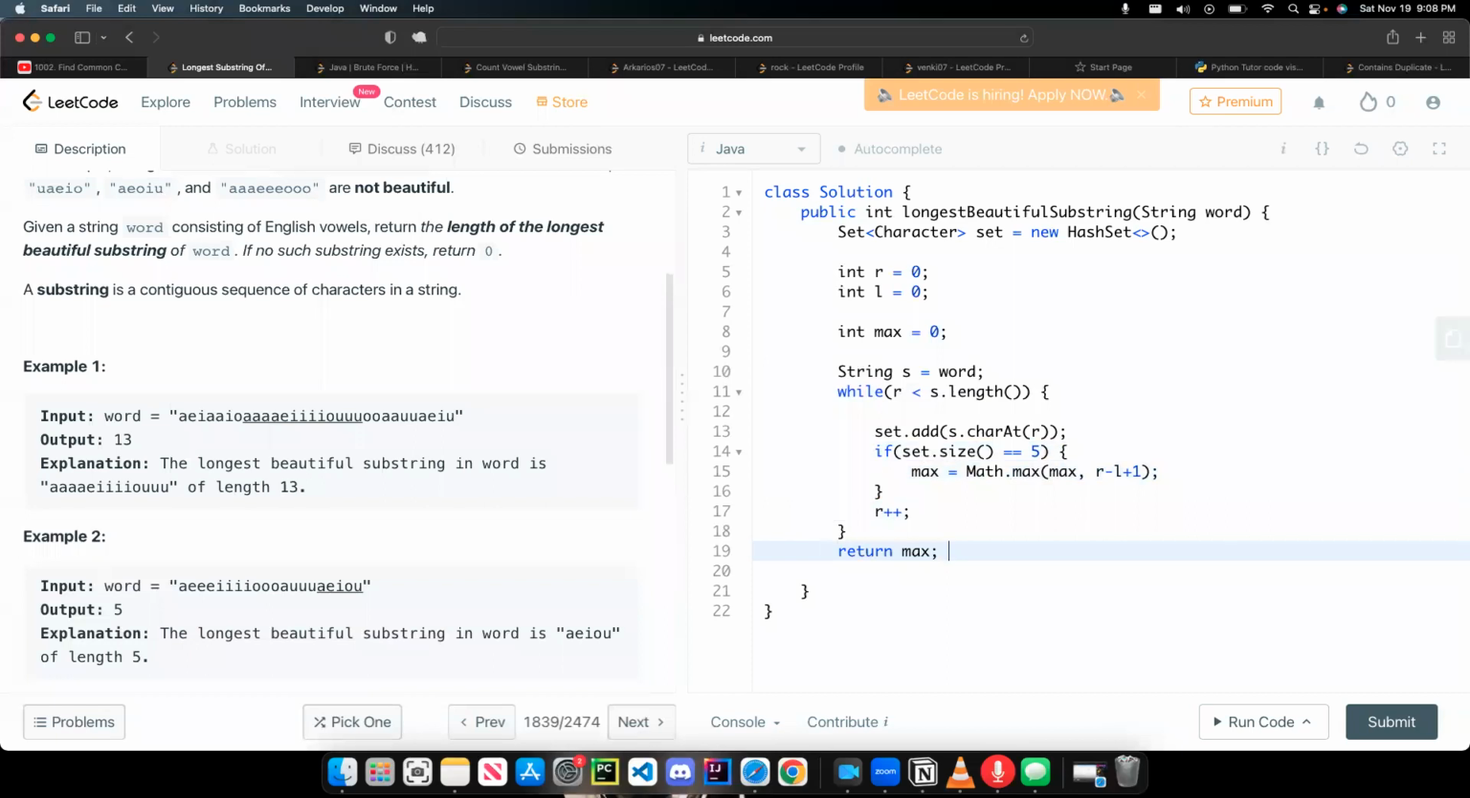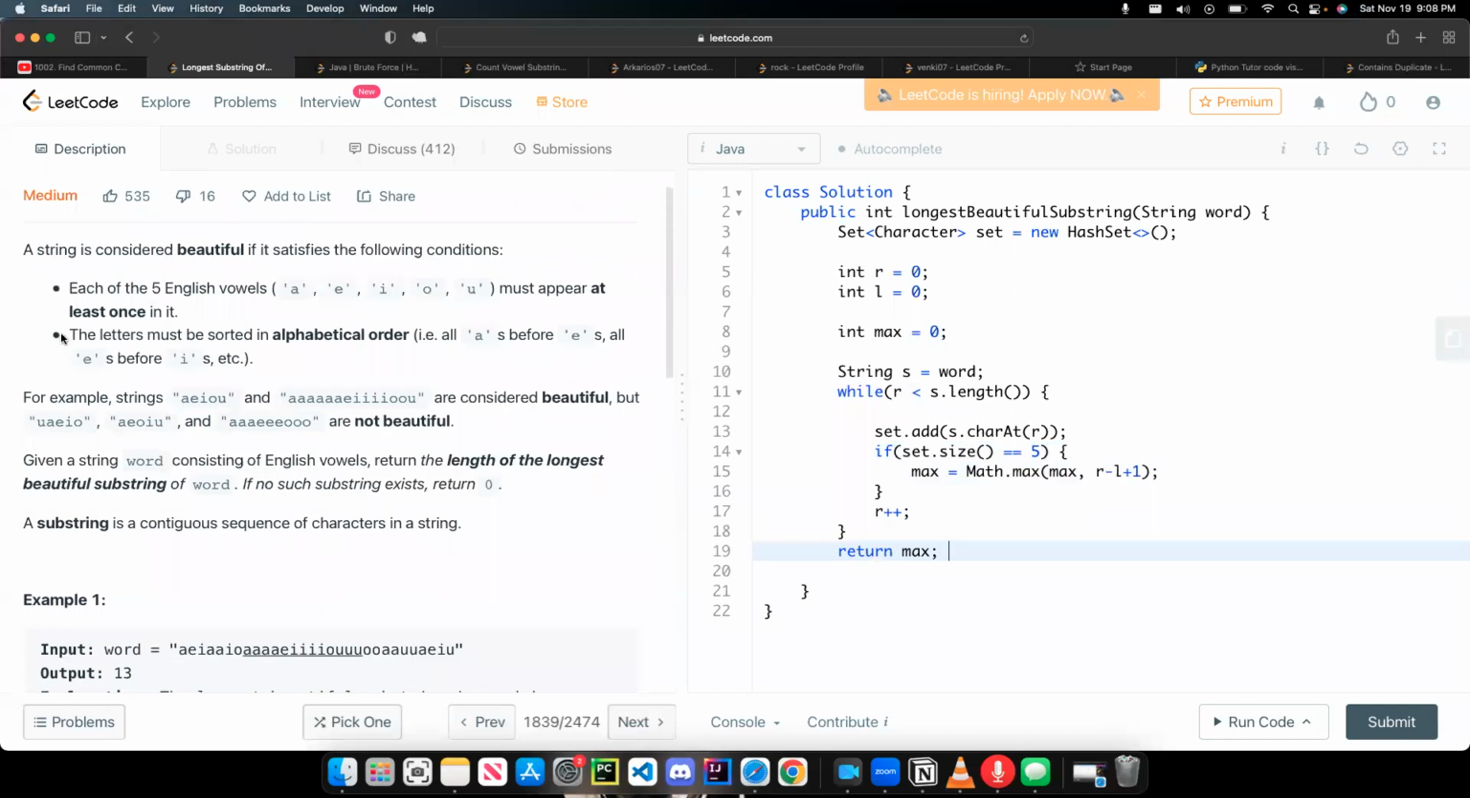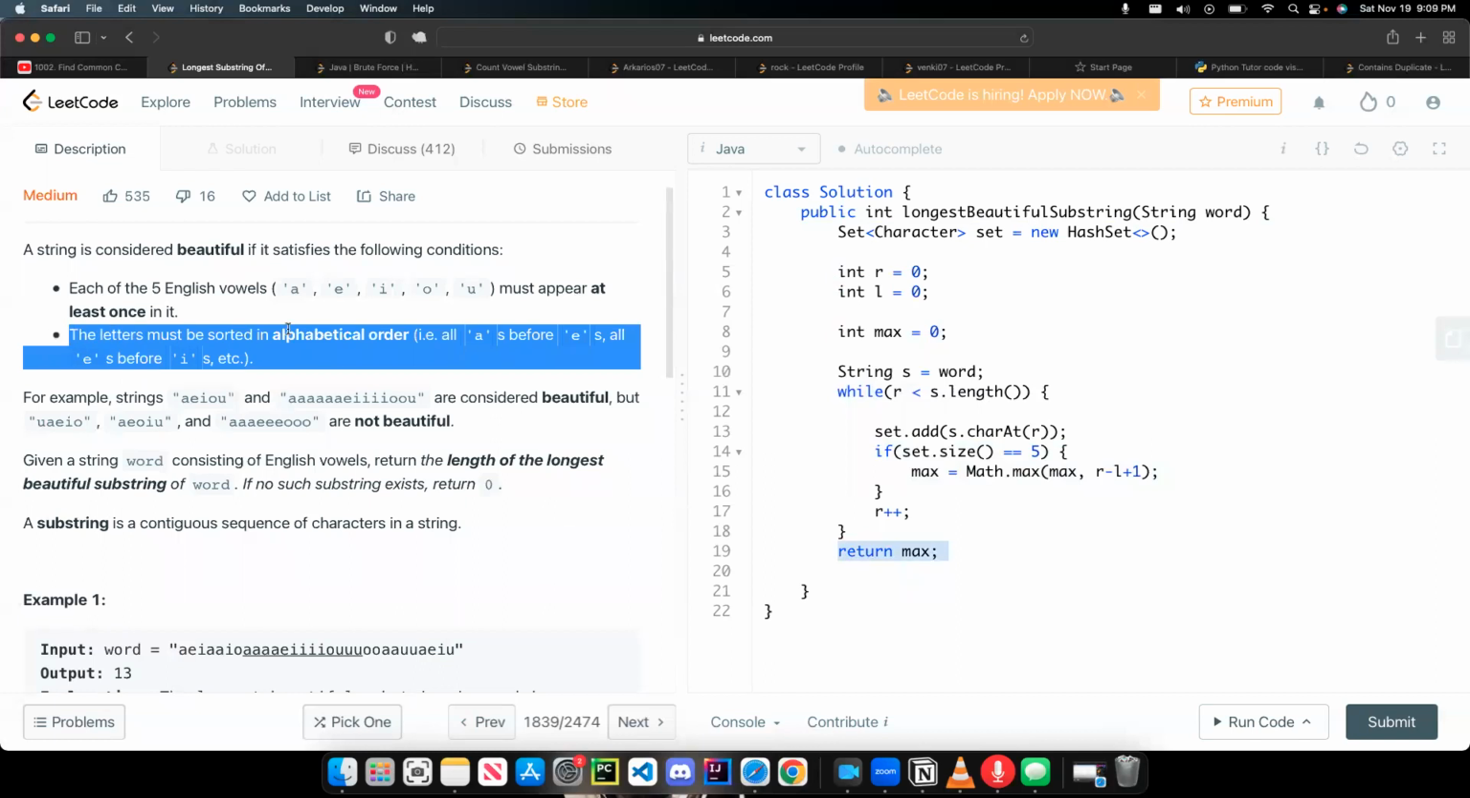Now, that's all fine in the way that it works, but how do we address, I mean, in essence, we've addressed the concern that the vowels must appear at least once. So if I were to return this now, it would give me basically the maximum substring within which each vowel appears at least once. But I want an even more carved out definition of these substrings. I also want them to be in alphabetical order. So how do I filter that out? How do I filter it being in alphabetical order?